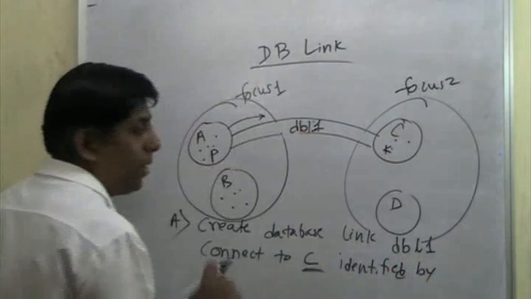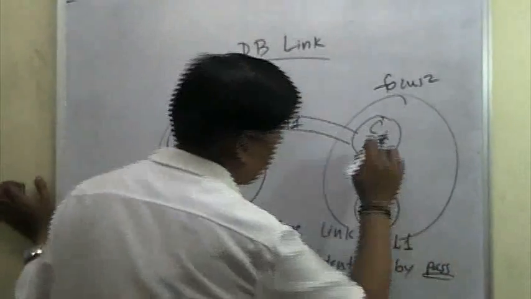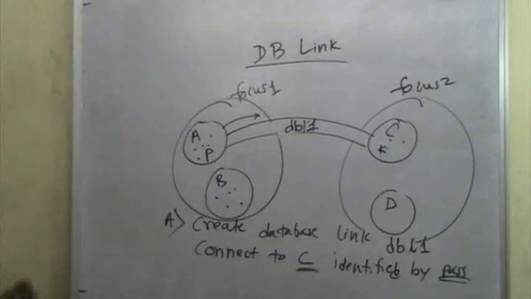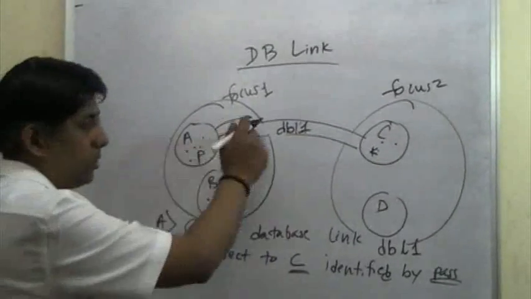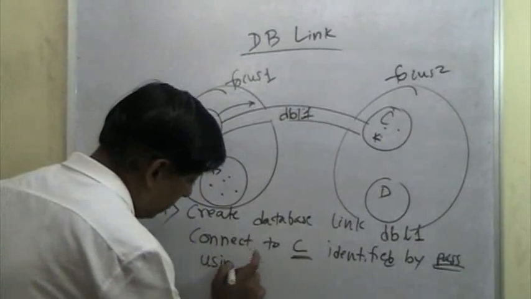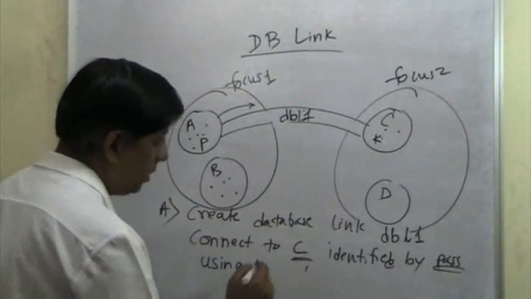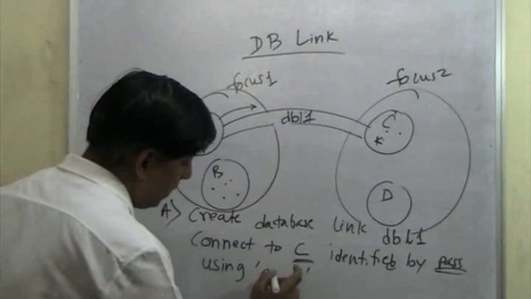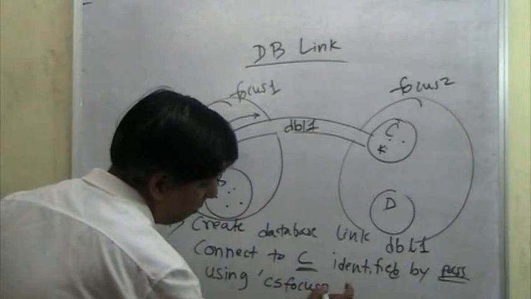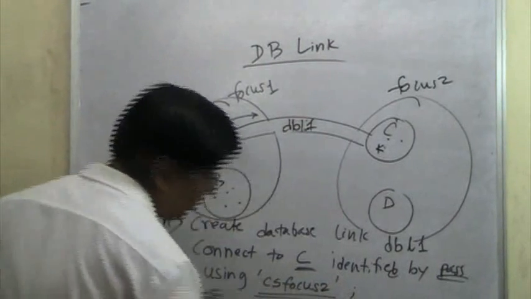Identified by. Now, identified by should be the password of C, so I'm going to just say PASS. It is the password of user C in the database focus 2. You need to know the password. So who needs to know the password? The person who is creating the database link. And then a very important thing is using, and in single quotes there is something called CS focus 2, which can be anything, and a semicolon. This is a very important thing.